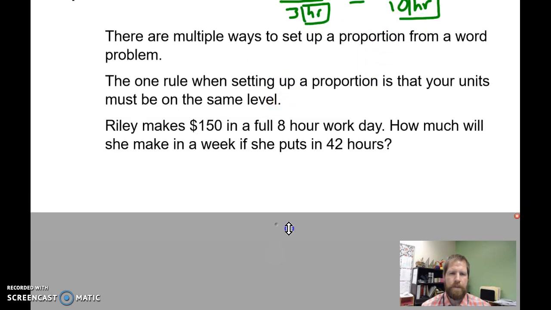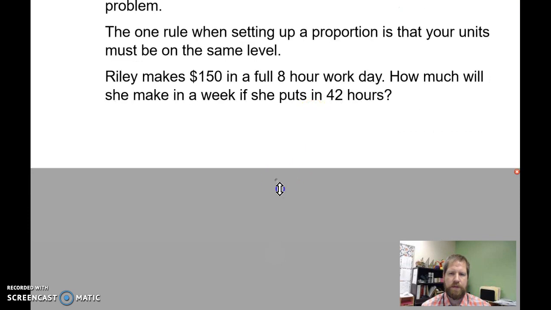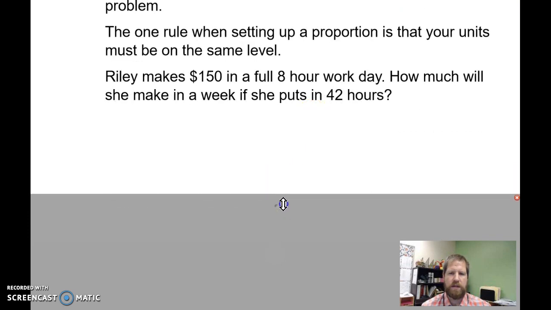So let's do a couple samples, because you can set them up in a couple different ways, and there is a trick to making them easy to solve. These are all going to be proportions where we're missing one value. So here we have Riley makes $150 in a full 8-hour workday. So our units are going to be dollars and hours. How much will she make in a week if she puts in 42 hours?